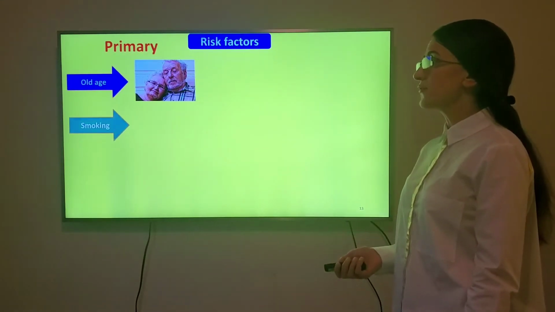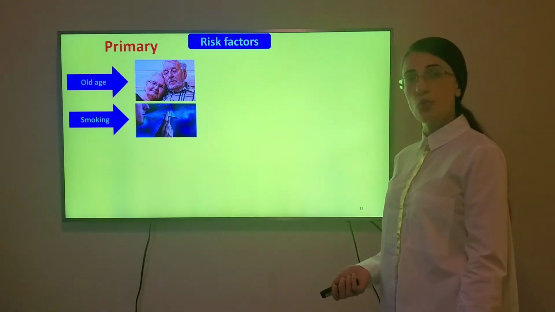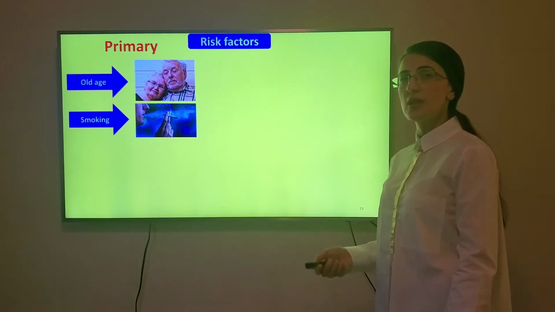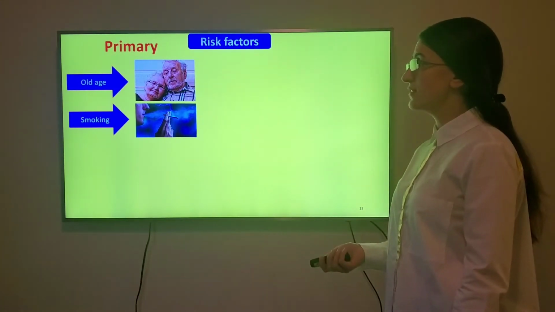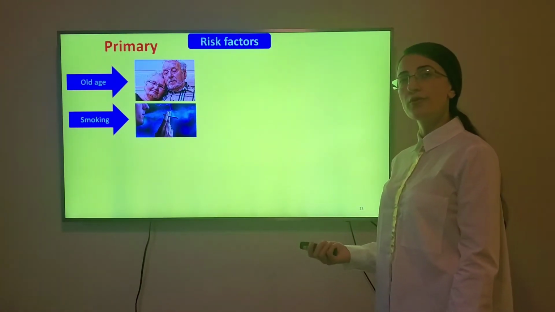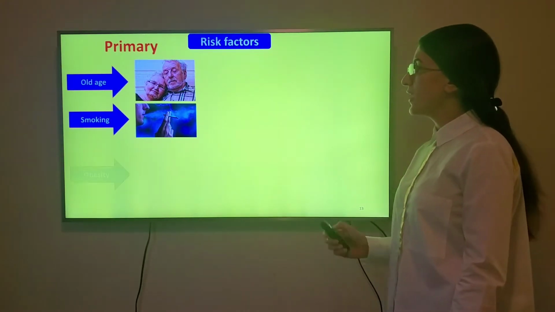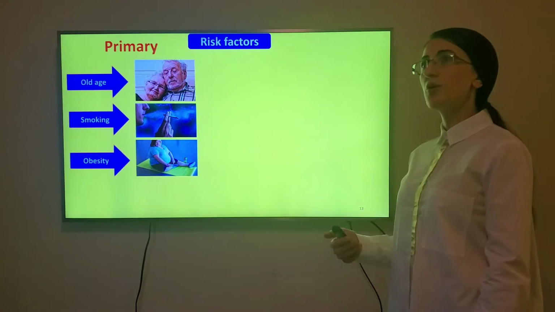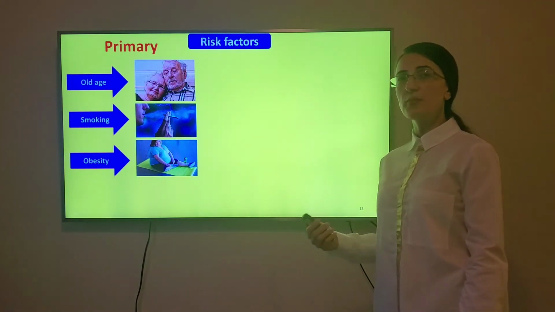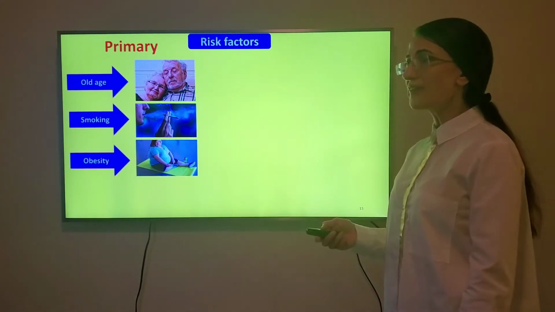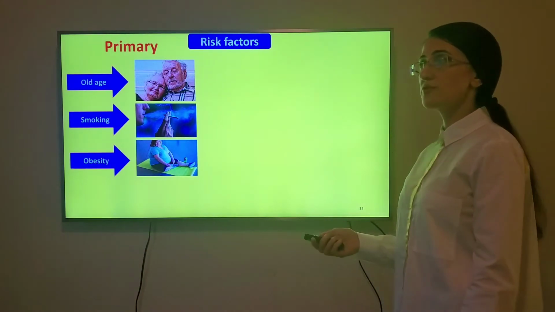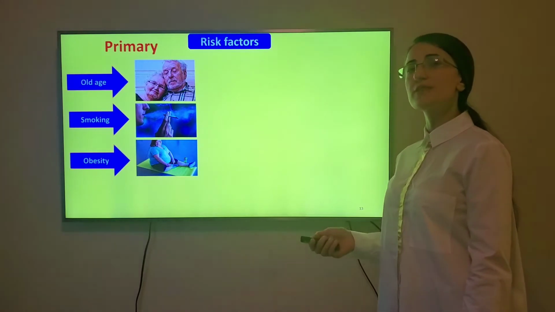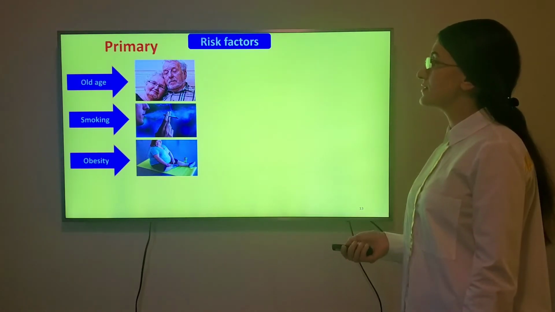The second risk factor can be smoking. We know that tobacco can cause some changes on the walls of the blood vessel, which can also lead to coronary artery disorders. The other one, of course, is obesity, because fat and cholesterol are the main part of the plaque of atherosclerosis, which causes obstruction in blood vessels. So obesity is another one of the main risk factors of coronary artery disorder.